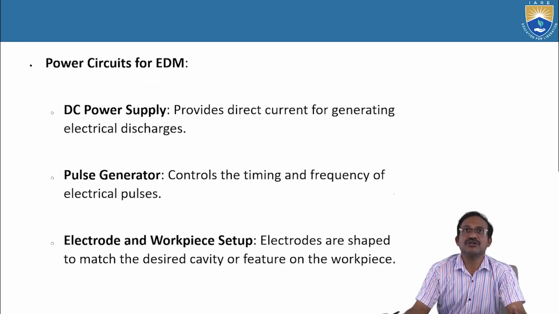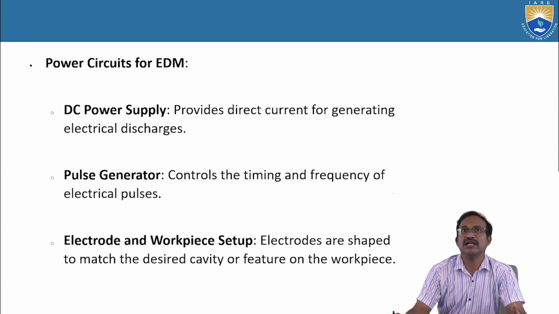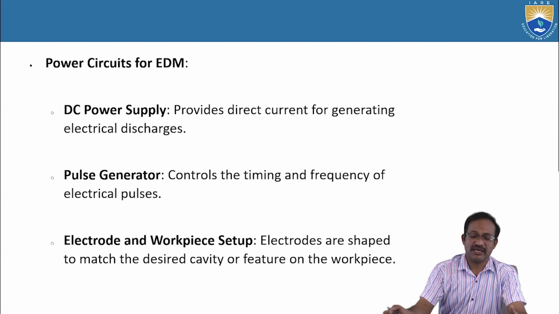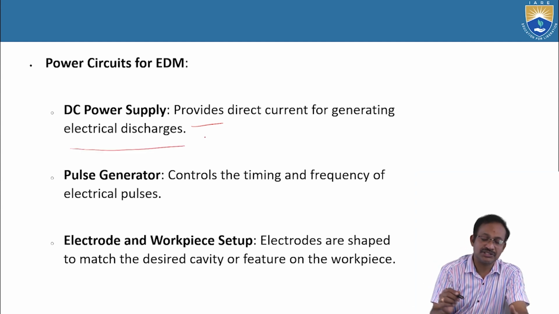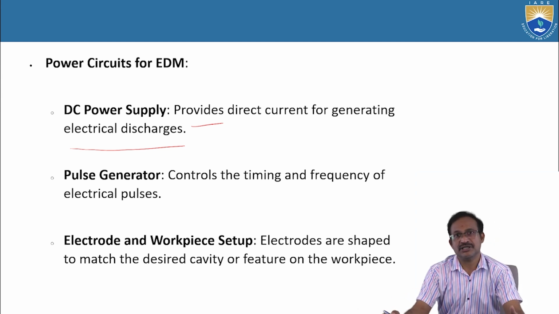Next, power circuits for EDM. DC power supply. Usually in electric discharge machining we operate with DC power supply, direct current. Here the direct power supply provides direct current for generating electrical discharges.